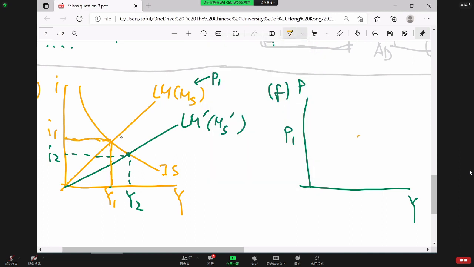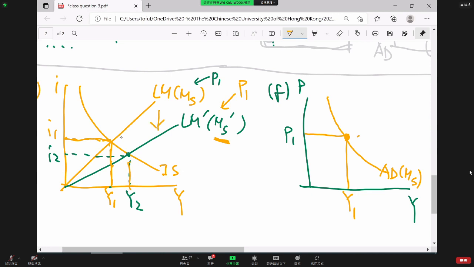This price level, this output level. And supposedly you have an AD curve to pass through it. But now, it is MS to increase. In other words, it is not the price to change. It is the MS to change. So supposedly, it is the same price level. You then have LM to move down.